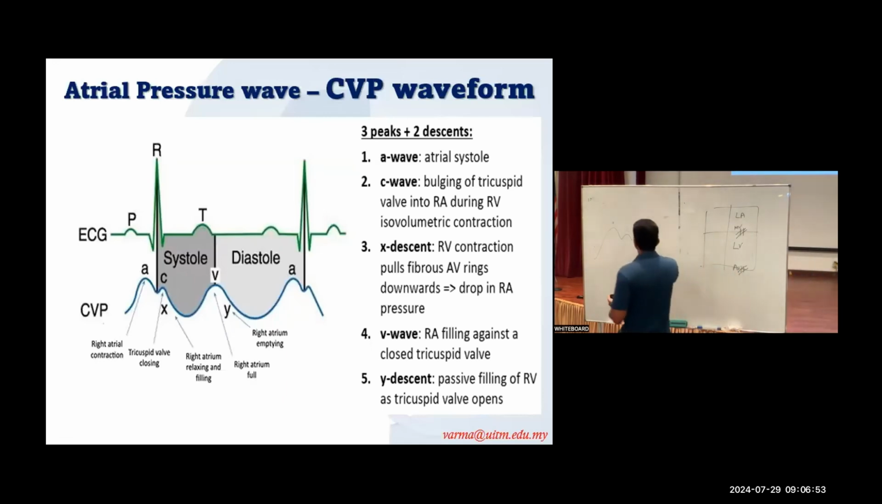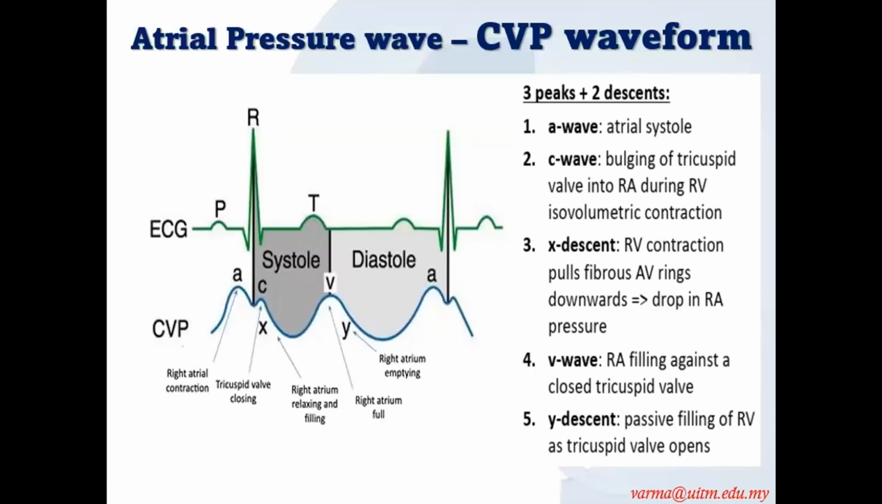First comes your first descent, then followed by another mountain, then followed by your Y descent. So X and Y. Okay. If you're going to superimpose this on your ECG, A stands for atrial systole, so it should be after the P wave.